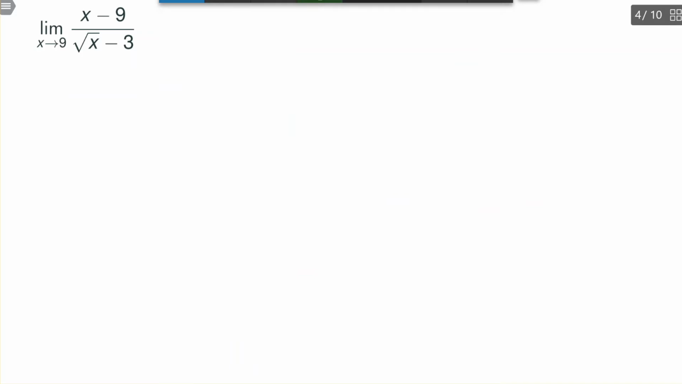Evaluate the limit as x approaches 9 of the function x minus 9 over square root of x minus 3. So if you directly plug the number in, we get 9 minus 9, which is 0, over 3 minus 3, which is also 0. So we have a 0 in the numerator, we have a 0 in the denominator. In that case, we can either factor out or multiply by the conjugate to simplify the limit expression.